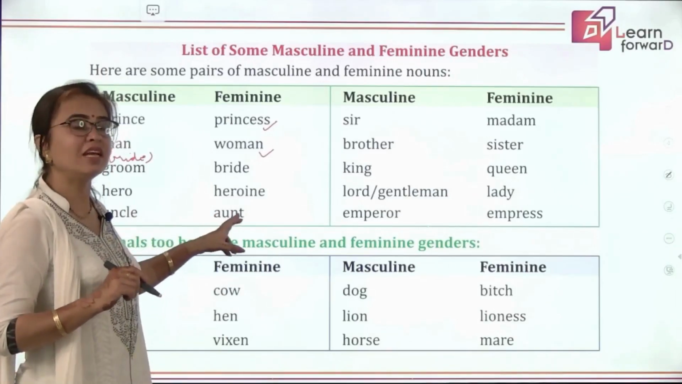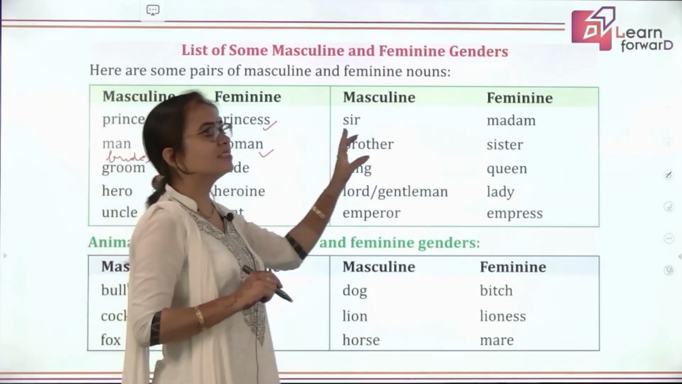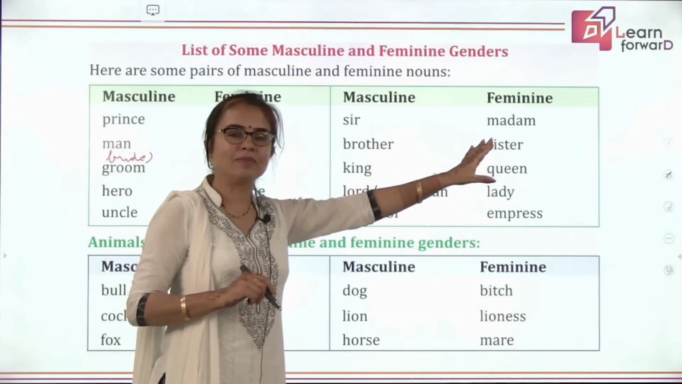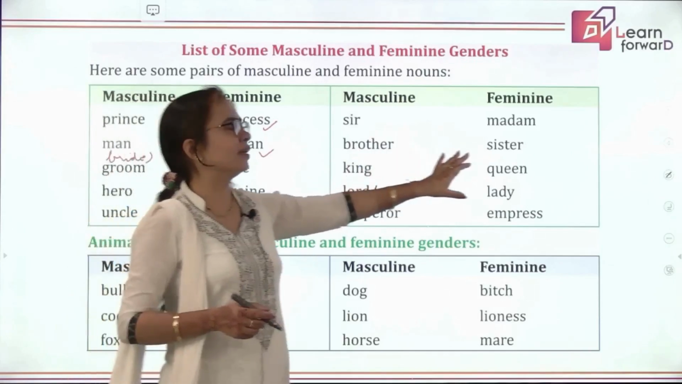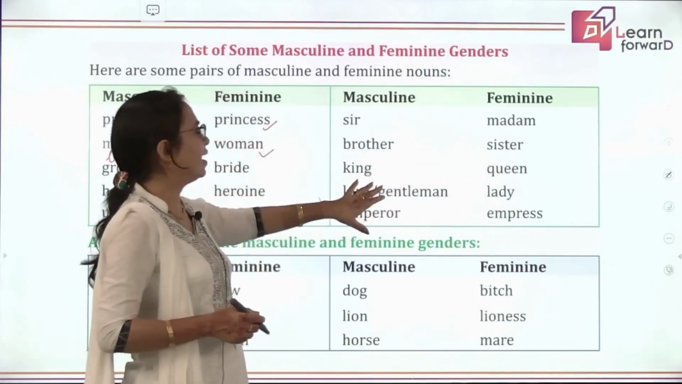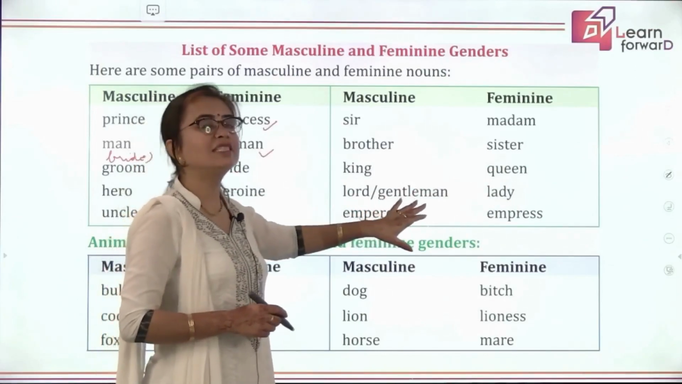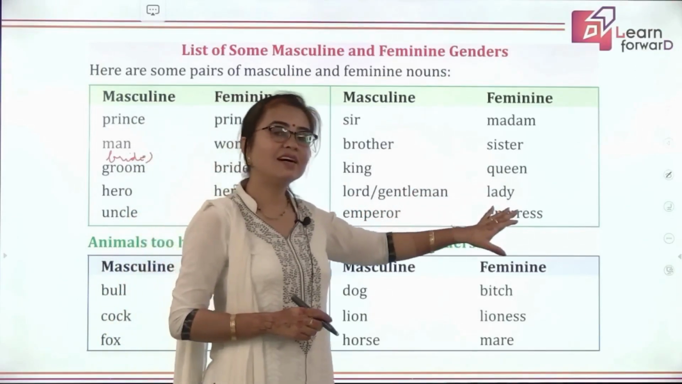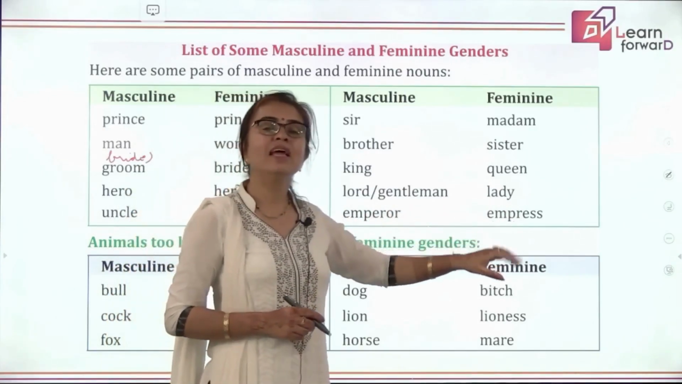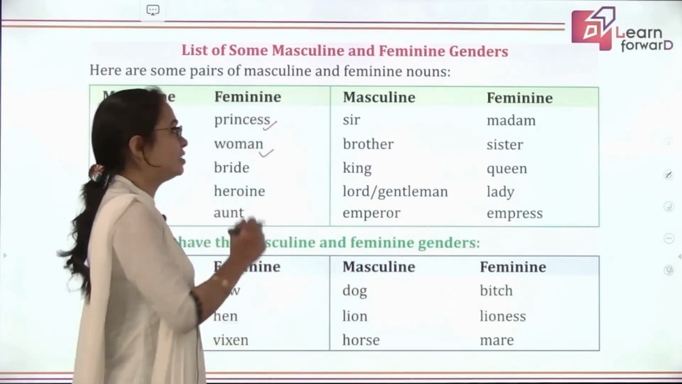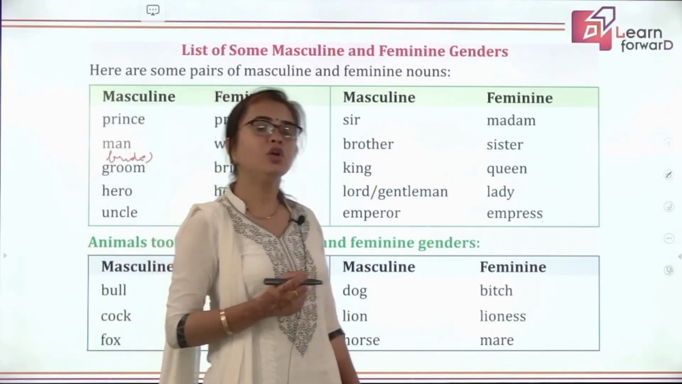Hero, heroine. Uncle, aunt. Sir, madam. But when you say teacher, you mean both of them. Brother, sister, king, queen. Lord or gentleman, lady. Then emperor, empress. So these are the different masculine and feminine genders for human beings.